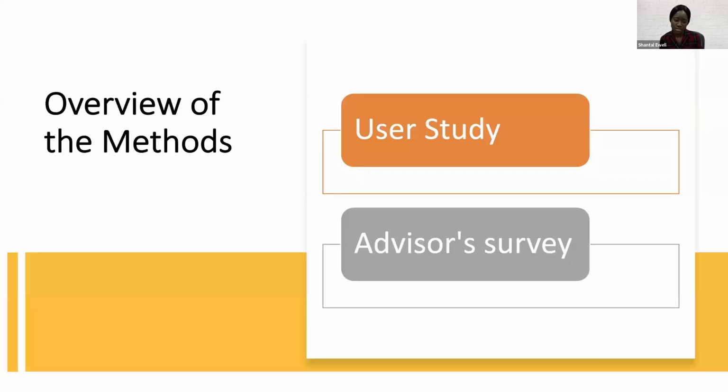So, overview of the methods. I had a user study. I had study A and study B. Students got the same survey in both, but the difference is that in study A, students used the Claflin course selection guide, and in study B, they used scheduler.